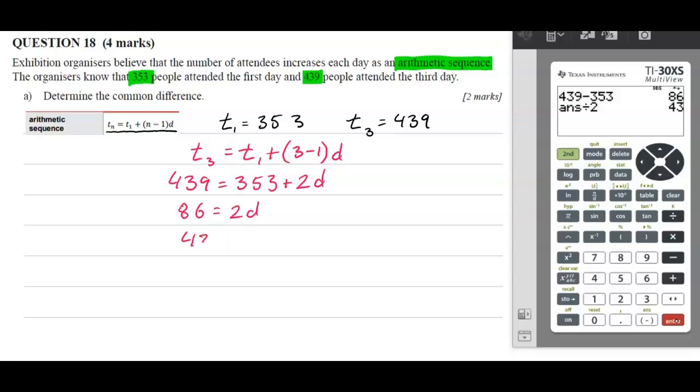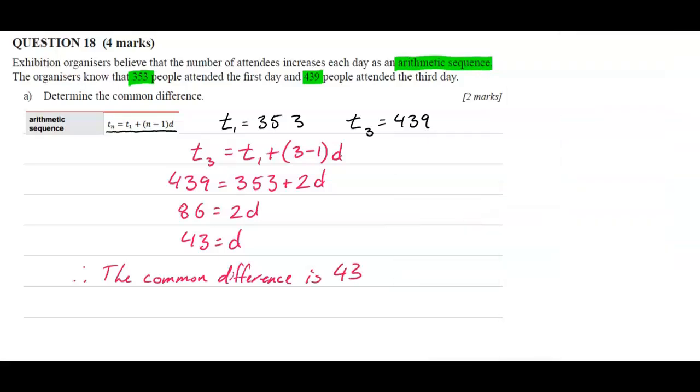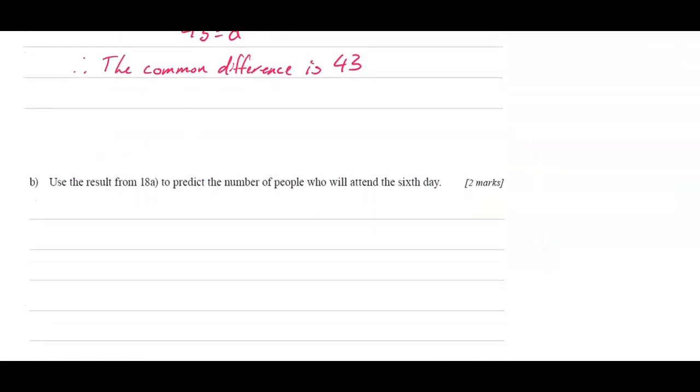Let me fix that up. 43 equals d. So therefore, it's always good to write a sentence, guys. The common difference is 43. Okay, let's have a look at the next part of the question.